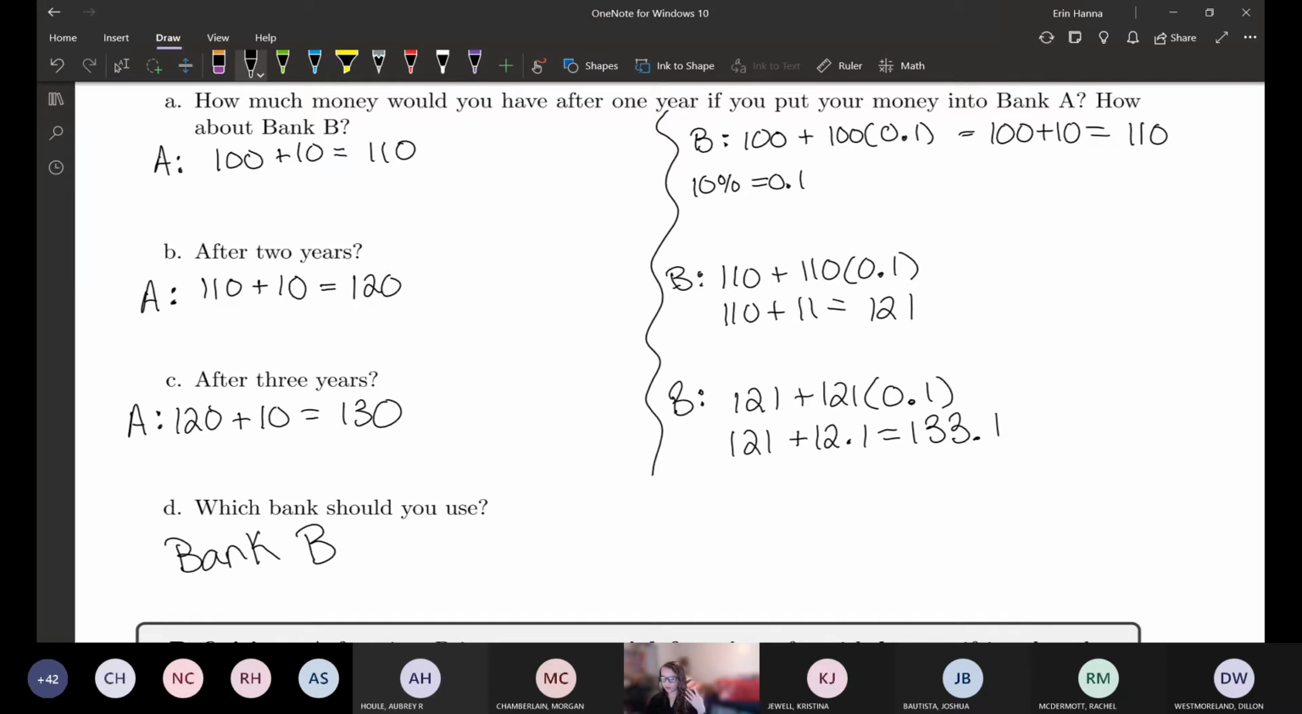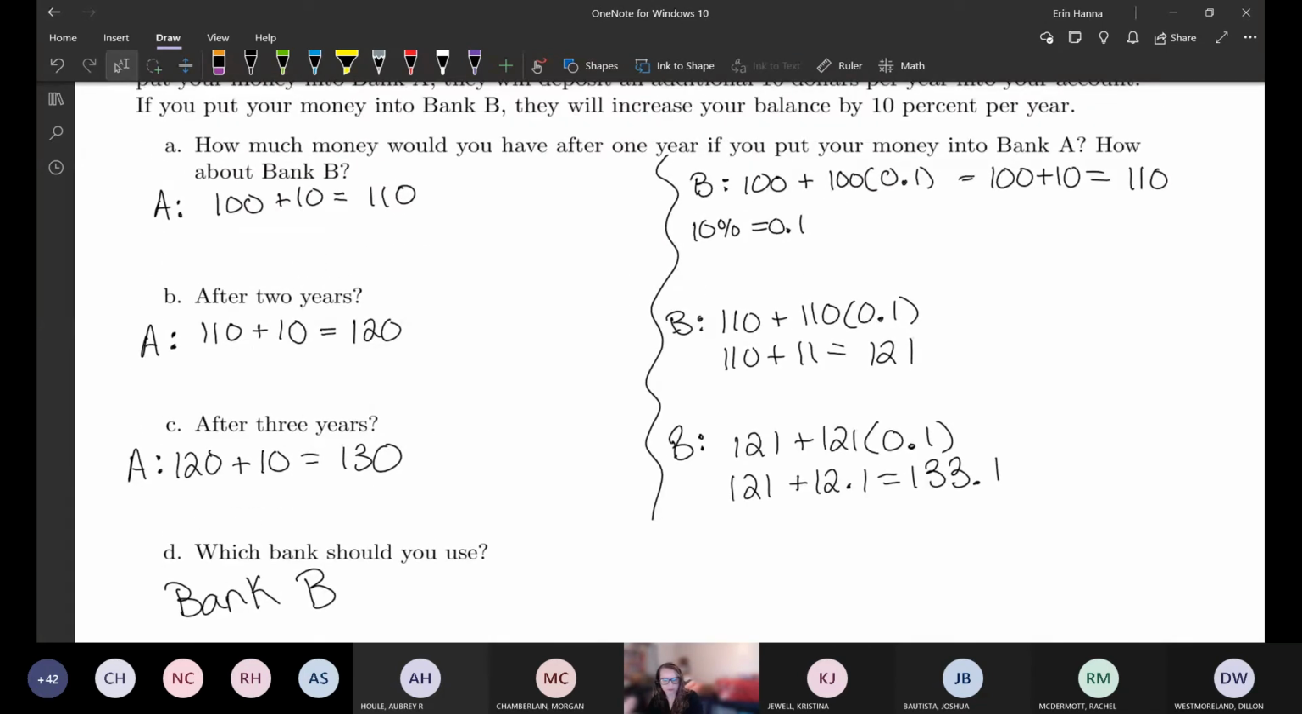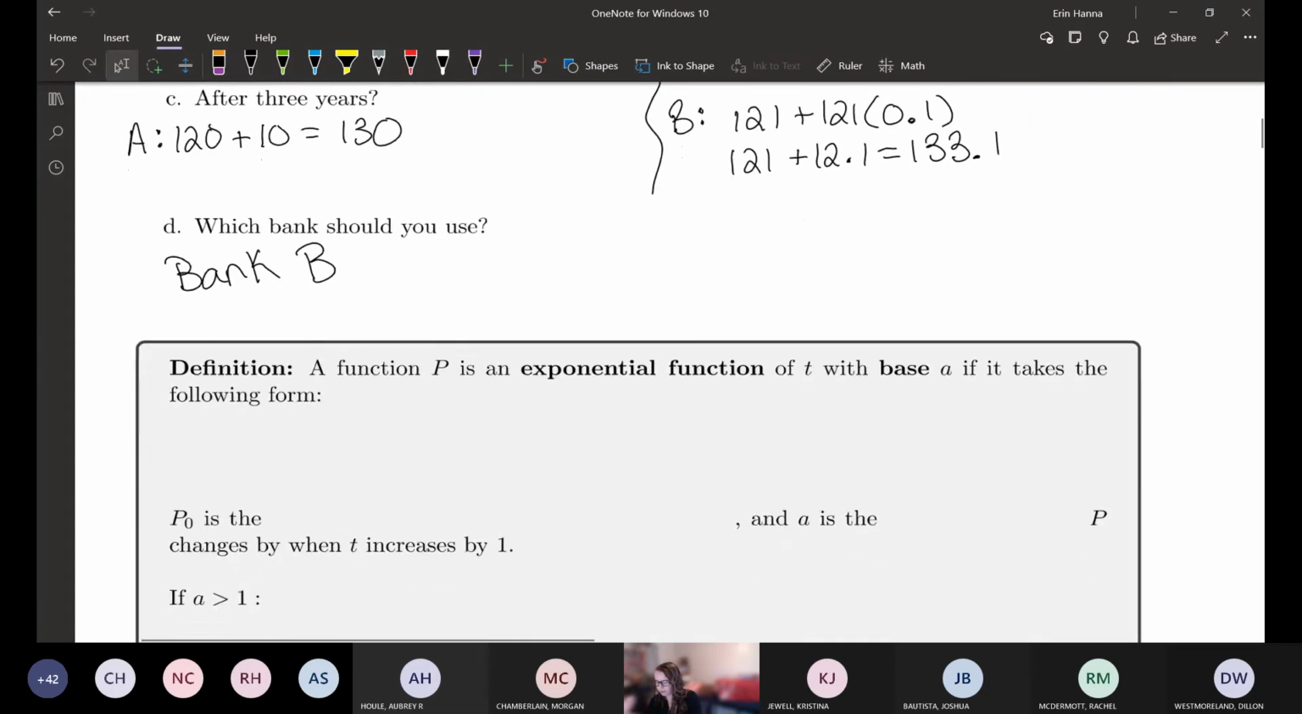What this is doing is giving us an introduction to exponential equations. Bank B is essentially following an exponential equation. It doesn't quite look like it, that's not what an exponential function looks like, but it's following the idea behind an exponential function. It's growing by a percent per year instead of just a set value. So, some questions on that before we go over definitions? Cool. I'll try to leave that third one in there for a little bit.